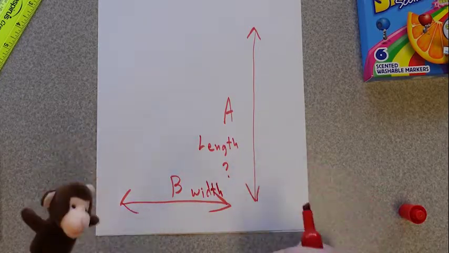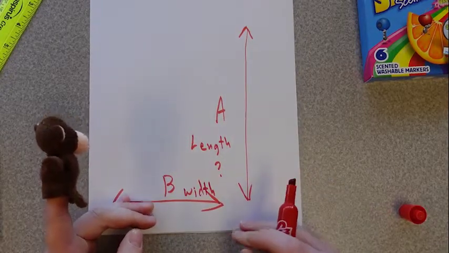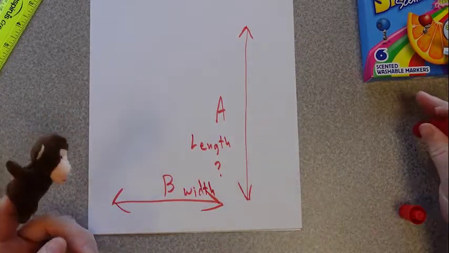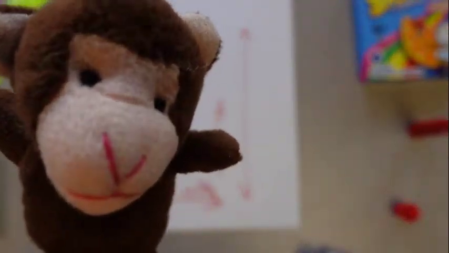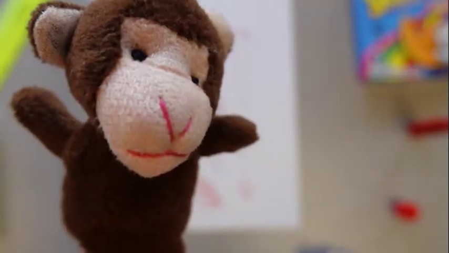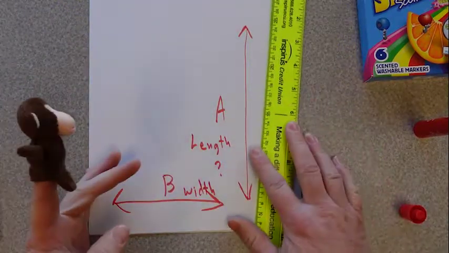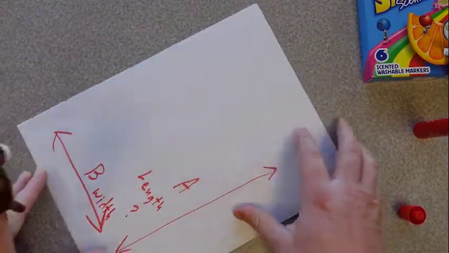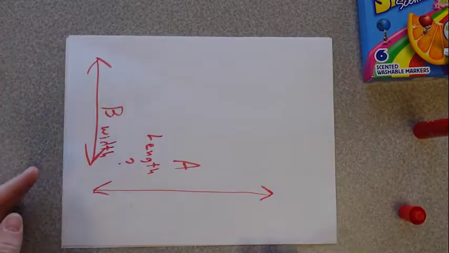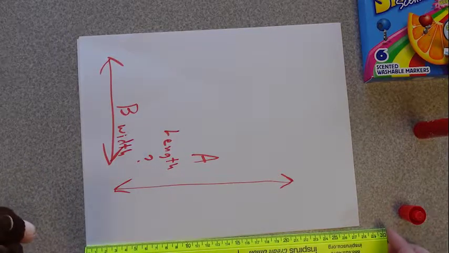Width. W-I-D-T-H. Width. Okay, so here's our length and here's our width, and we want to figure out which one's longer. All right, well, let's give it a shot. What do you think we do first, Mr. Monkey? Gee, Mr. Corcoran, I'm not really sure, but you might want to use the ruler. Well, that is true. The ruler would be the best way to start, and if we start on this side, we can easily line up our ruler with the edge of the paper. So I'm going to line up the ruler and make sure that the mark is right on the edge.